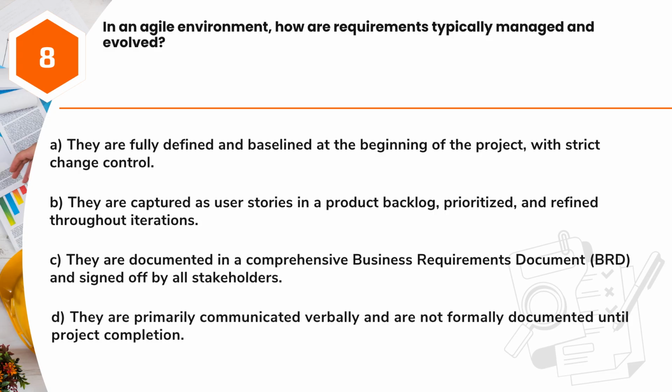Question 8. In an agile environment, how are requirements typically managed and evolved? A. They are fully defined and baselined at the beginning of the project, with strict change control. B. They are captured as user stories in a product backlog, prioritized, and refined throughout iterations. C. They are documented in a comprehensive business requirements document, BRD, and signed off by all stakeholders. D. They are primarily communicated verbally and are not formally documented until project completion.